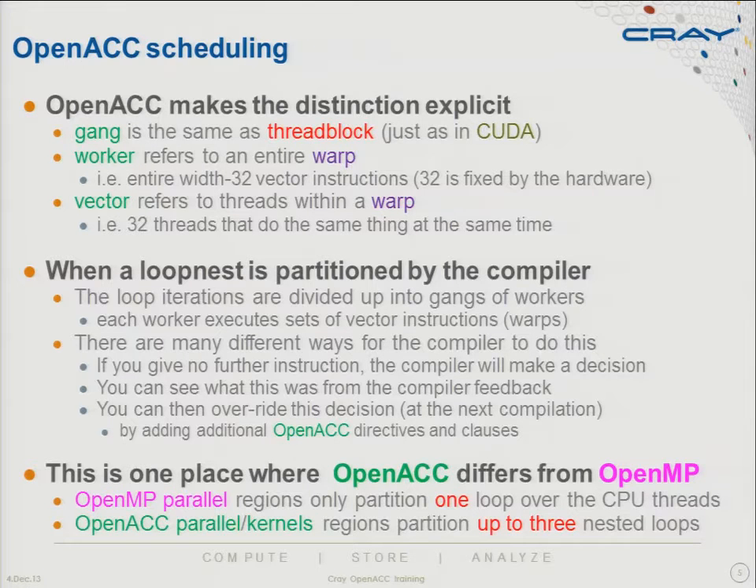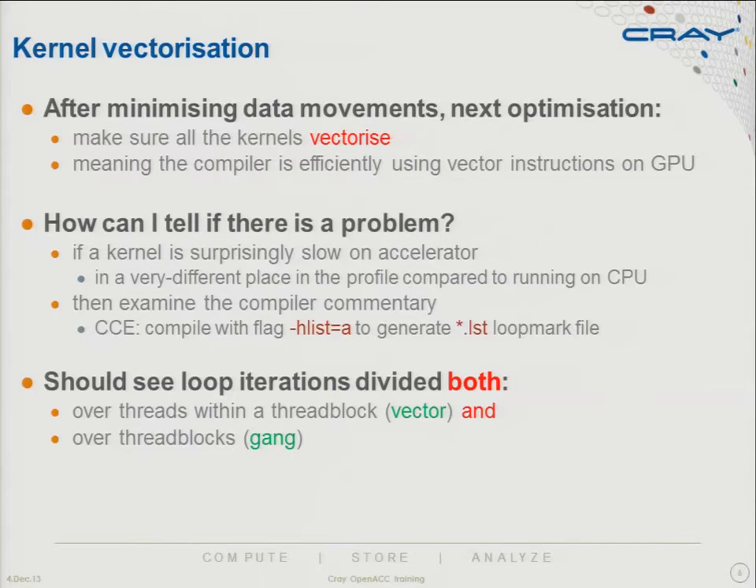In OpenACC, more than one loop in the loop nest is divided up. In OpenMP, only the outer loop. So vectorisation is the first thing. Make sure all the kernels vectorize. That means that the compiler is efficiently turning what you're doing in your loops into vector instructions, the minimum number of vector instructions to do all the work. If it's not, it will take more clock cycles because it will be using more vector instructions, but in an inefficient manner. How do you know if there's a problem with this?